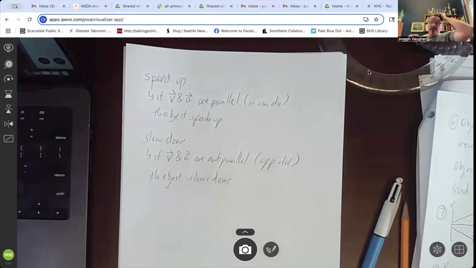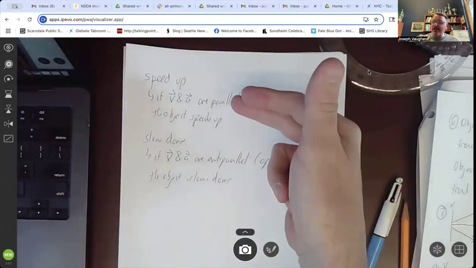Now, interestingly enough, if I'm going north and you pull me south, I'll be slowing down while going to the north. If you pull me long enough, I'll actually start speeding up while going south, which is very interesting. And we'll talk about that another day. But we said that there are three things that could happen with acceleration. You can speed up, you can slow down, or you can change direction. Well, when do I change direction?